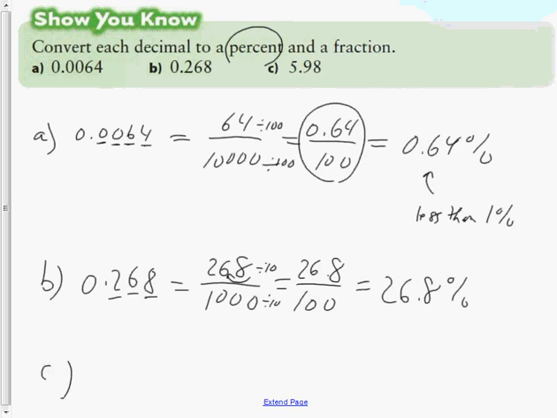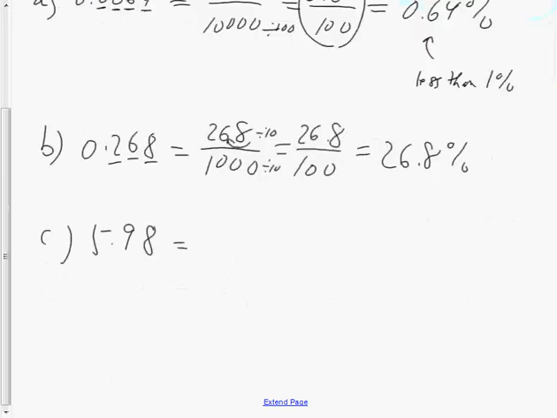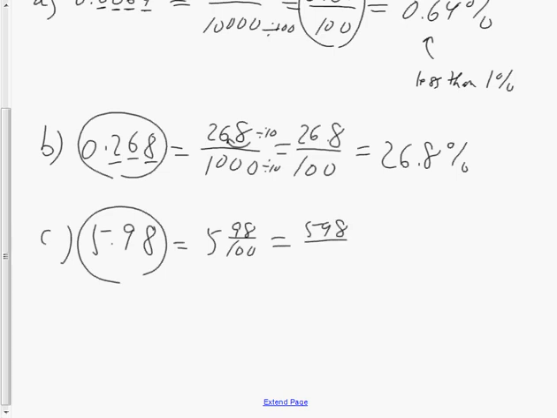And the third question, 5.98. So we know we're dealing with a number greater than 1, which means it's going to be greater than 100%, because less than 1 is a part of a whole. Here, 5 and 98 hundredths is how I would read this number. As a fraction, 5 and 98 over 100, which is 598 over 100 as an improper fraction. This is mixed, this is improper, which would be 598%.